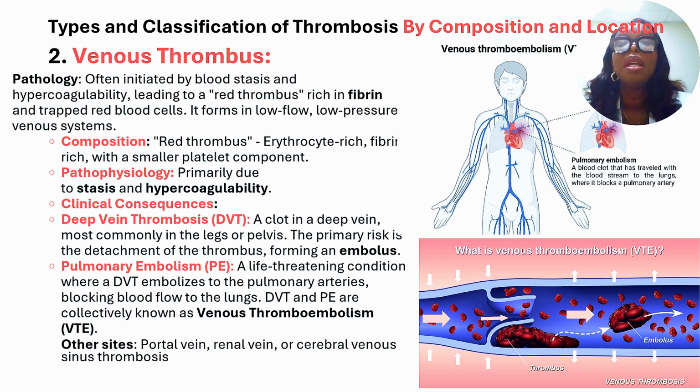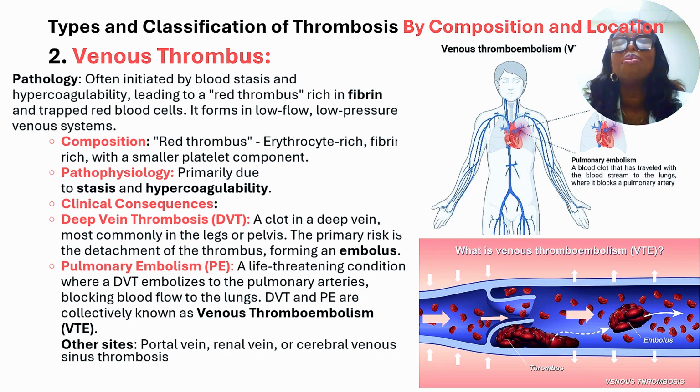Deep vein thrombosis is a clot in the deep vein, most commonly in the legs and pelvis. The primary risk is the detachment of the thrombus and then forming an embolus, which can lodge in any part of the system. And then we have the second one, pulmonary embolism. Pulmonary embolism is a life-threatening condition where a deep vein thrombus embolizes to the pulmonary arteries, blocking blood flow to the lungs. Other sites that can be affected are the portal vein, the renal vein, and the cerebral venous sinus thrombosis.